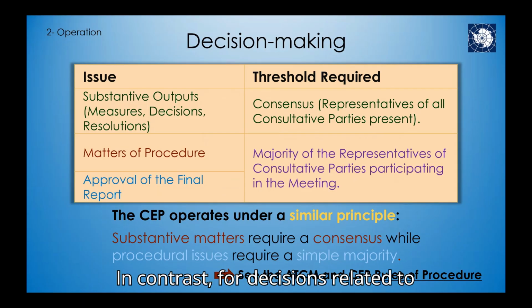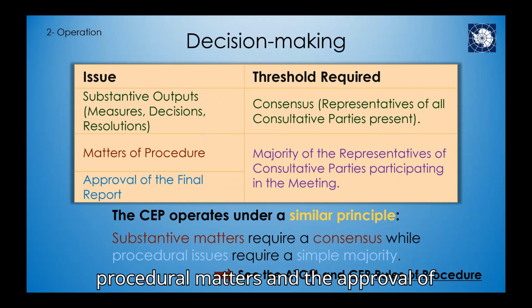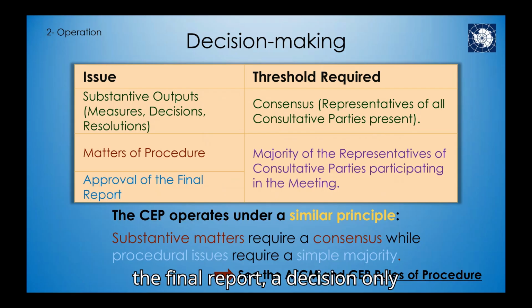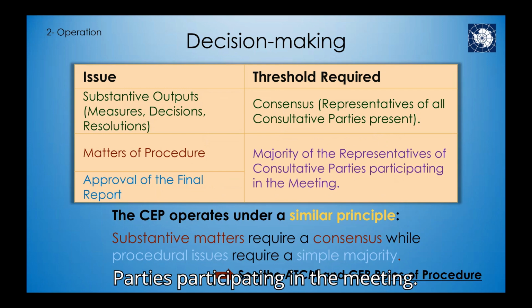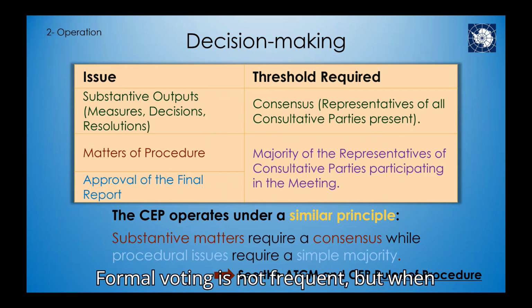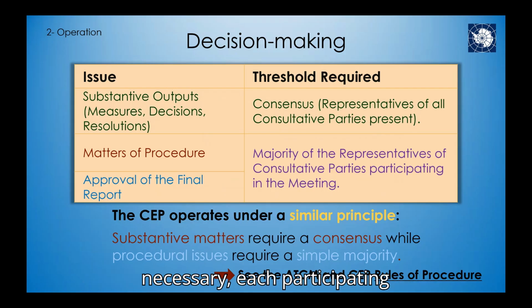In contrast, for decisions related to procedural matters and the approval of the final report, a decision only requires a majority of the consultative parties participating in the meeting. Formal voting is not frequent, but when necessary, each participating representative casts one vote.